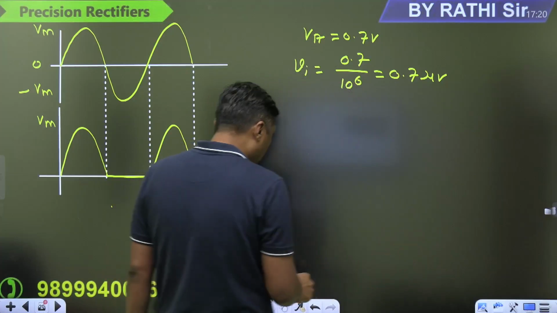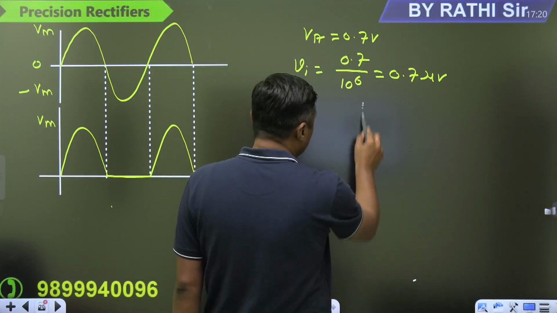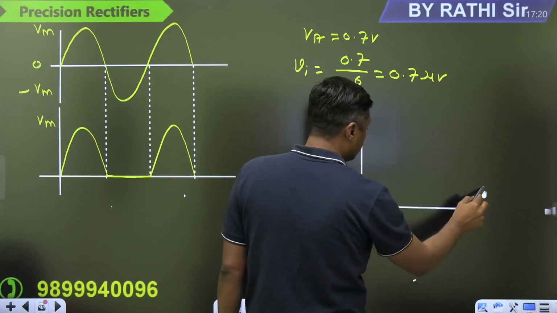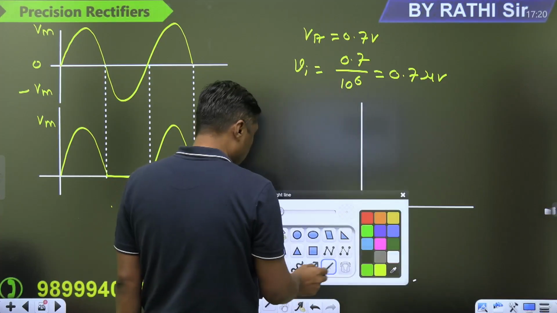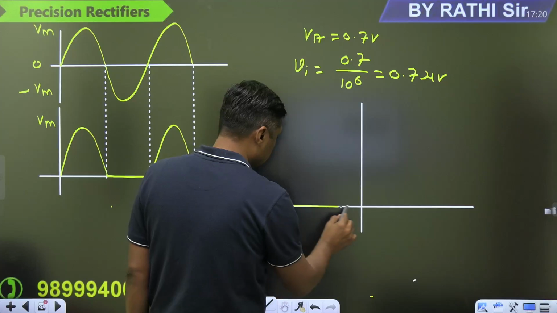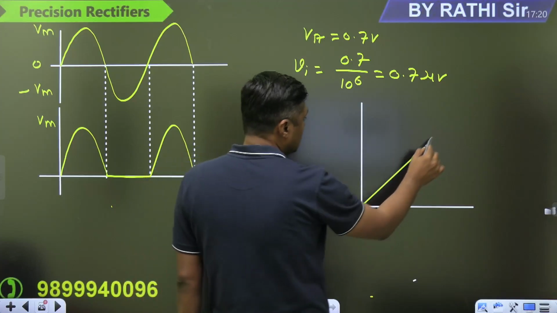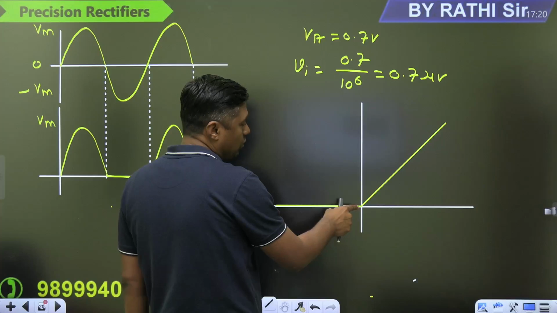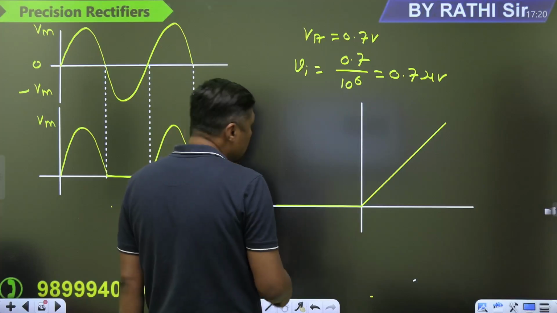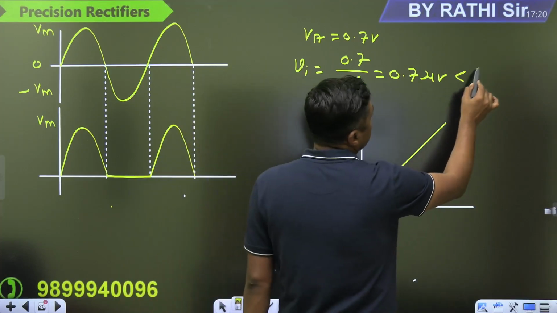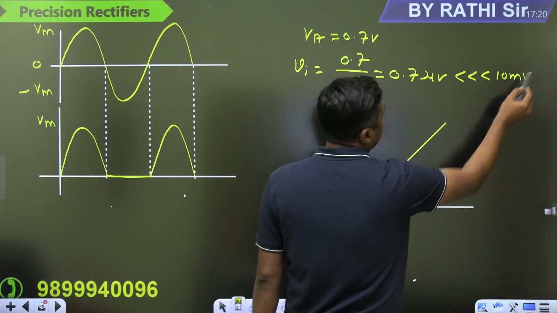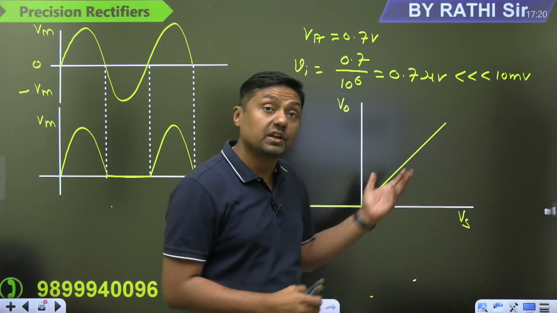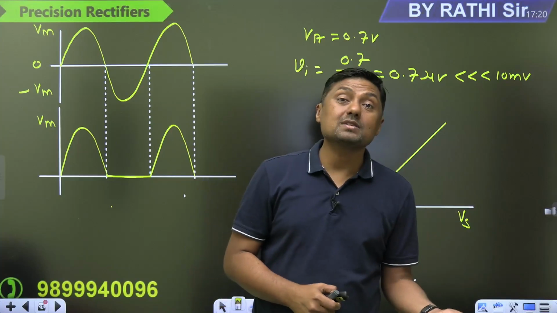And that's why when we are drawing the transfer curve, V naught versus Vi, watch this. Then we are getting this type of curve. So it almost starts from 0, but you can zoom in. It is 0.7 microvolt, but it is negligible as compared to 10 millivolt. And that's why we can say it will start from almost 0, and that is the transfer curve for the precision rectifier, and that is the use of the operational amplifier.